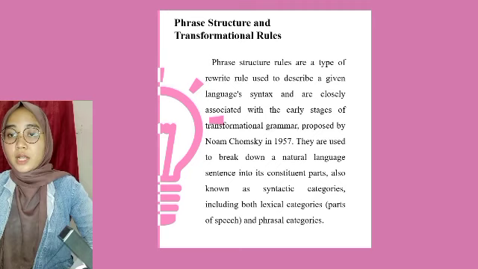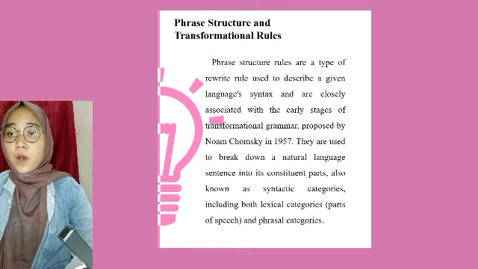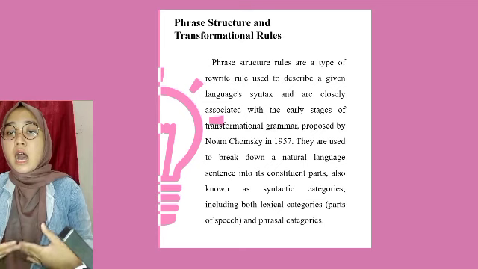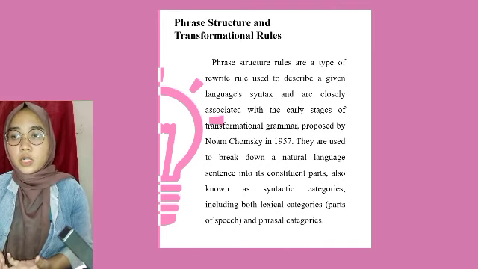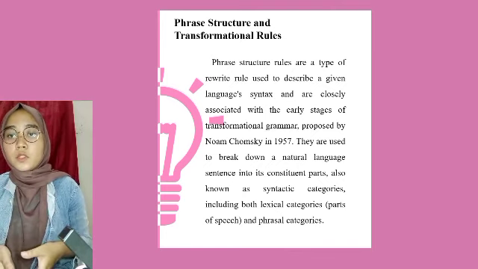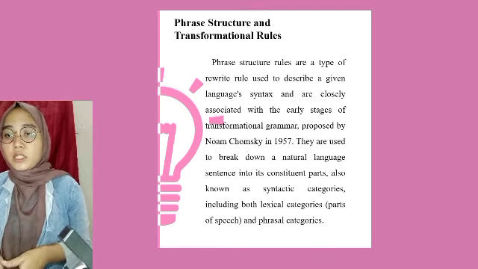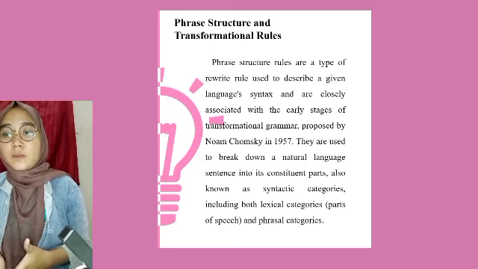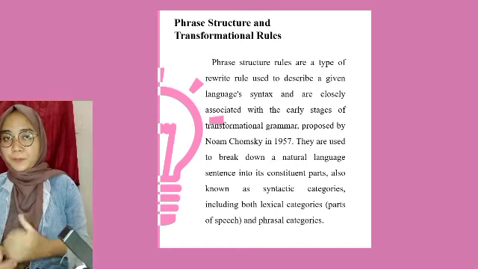Next, phrase structure and transformational rules. Phrase structure rules are a type of rewrite rule used to describe a given language's syntax and are closely associated with the early stage of transformational grammar, proposed by Noam Chomsky in 1957. They are used to break down a natural language sentence into its constituent parts, also known as syntactic categories, including both lexical categories, parts of speech, and phrasal categories.